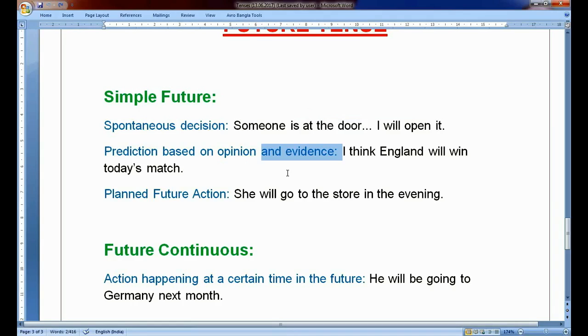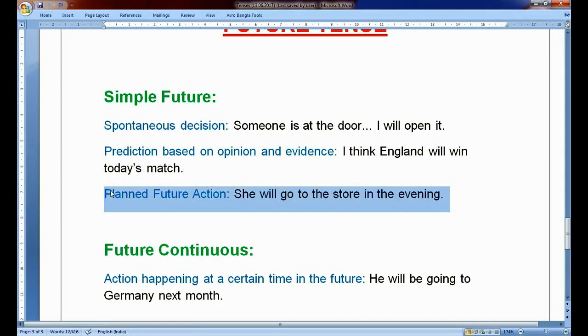Example, I think England will win today's match. It means that you're thinking England will win, maybe because of the way England has been playing in the entire tournament. Lastly, planned future action, an action about which you're absolutely certain from now on. Example, she will go to the store in the evening.